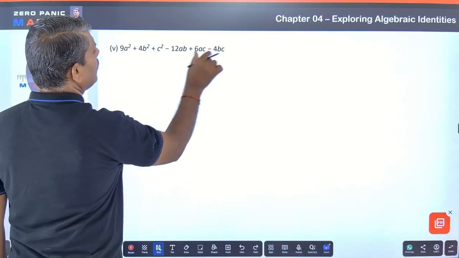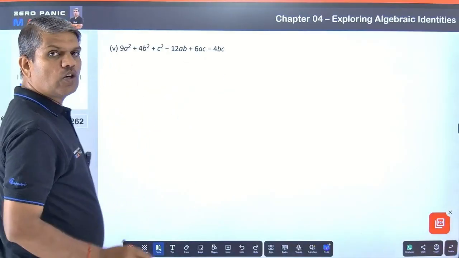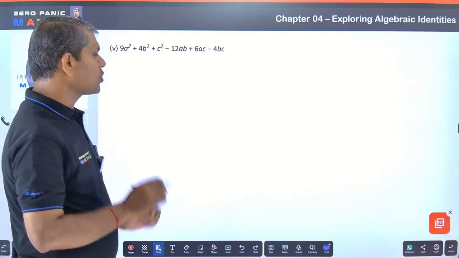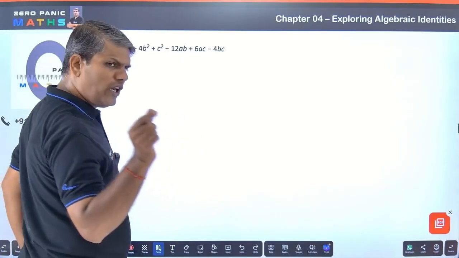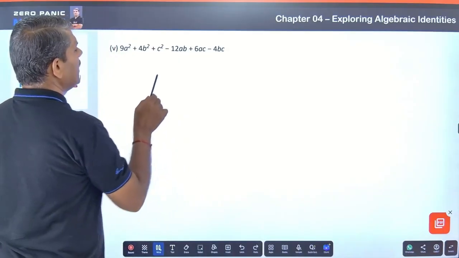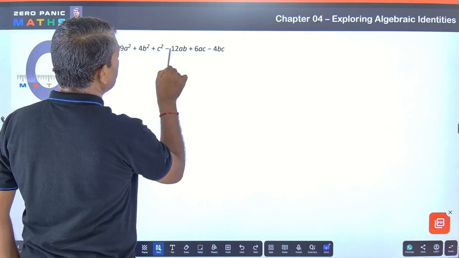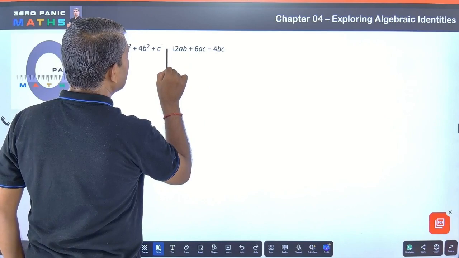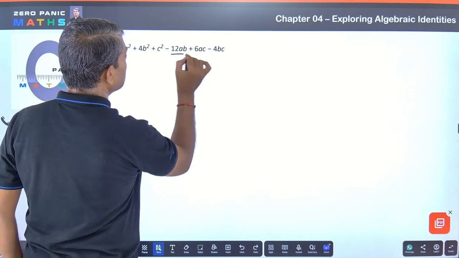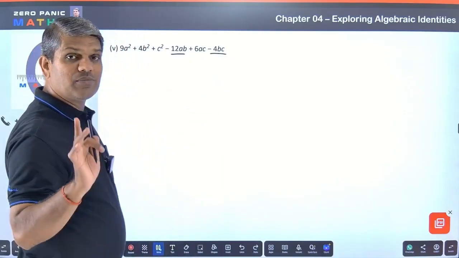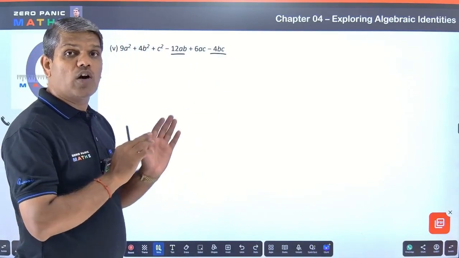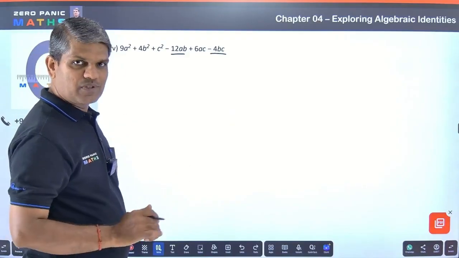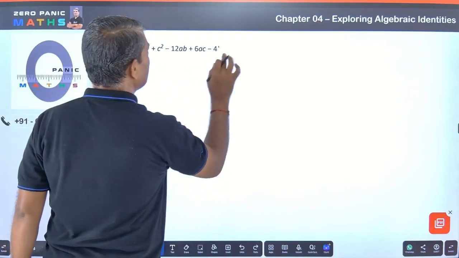Looking at this problem, it also coincides with the expanded version of (a plus b plus c) whole square only. But there is a small change you can observe here: instead of giving all plus values, there are two product terms which are given in negative terms, this one and this one. Negative terms are not there in the formula we have studied, or the identity does not expand any negative terms. But how do we manage that is the trick here.